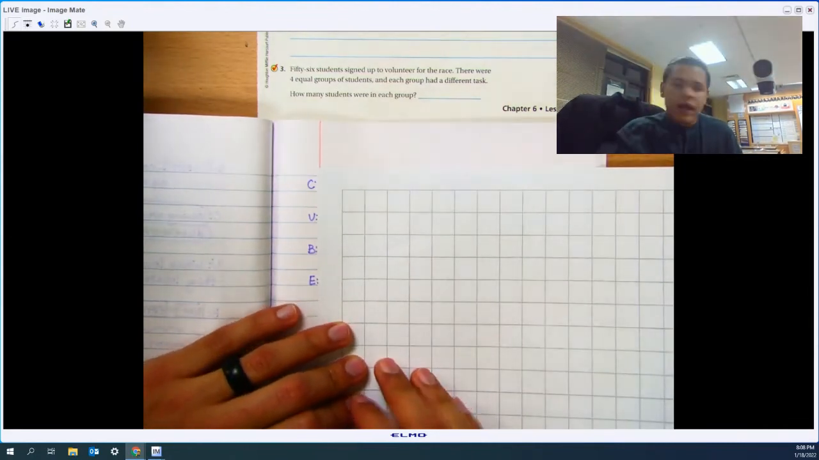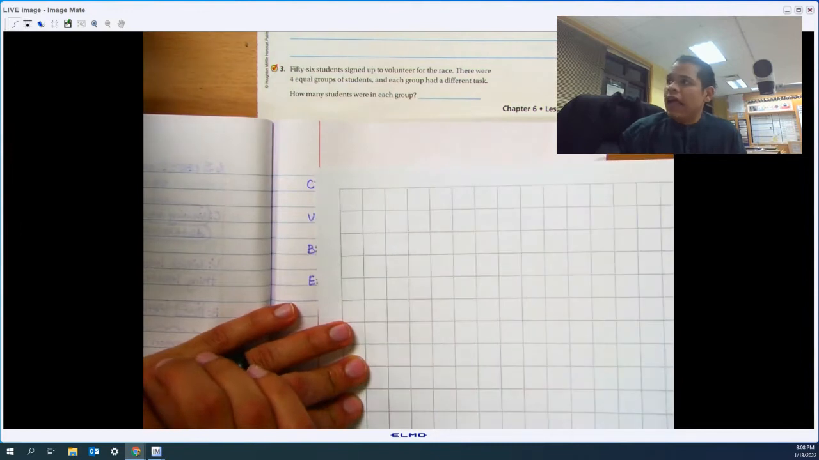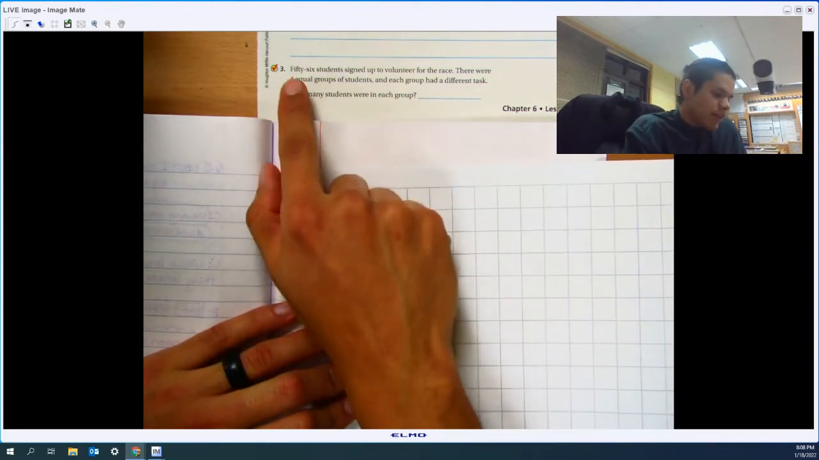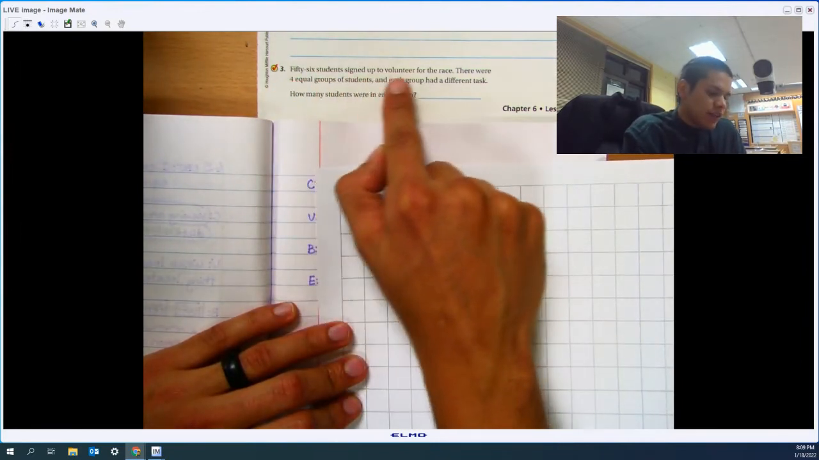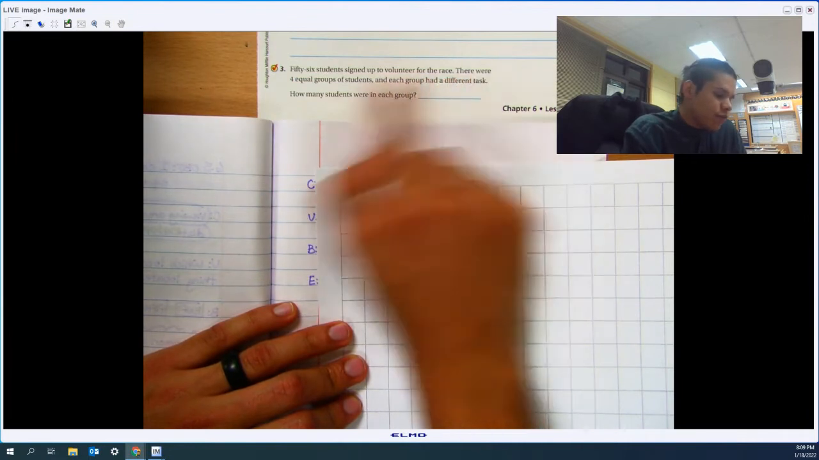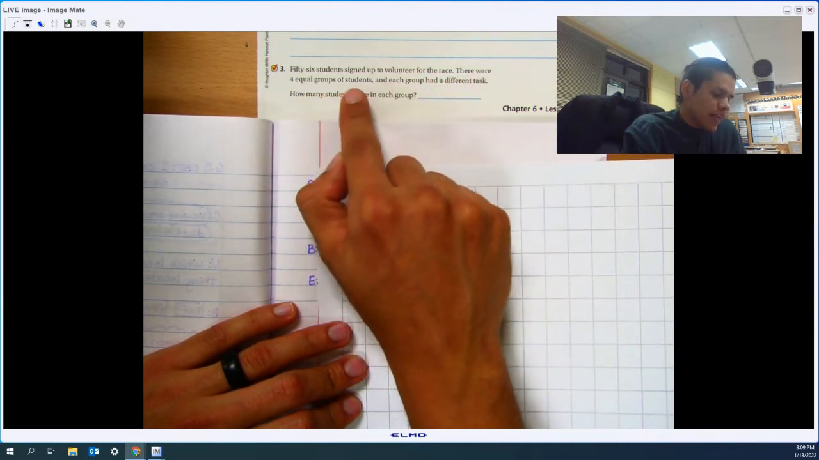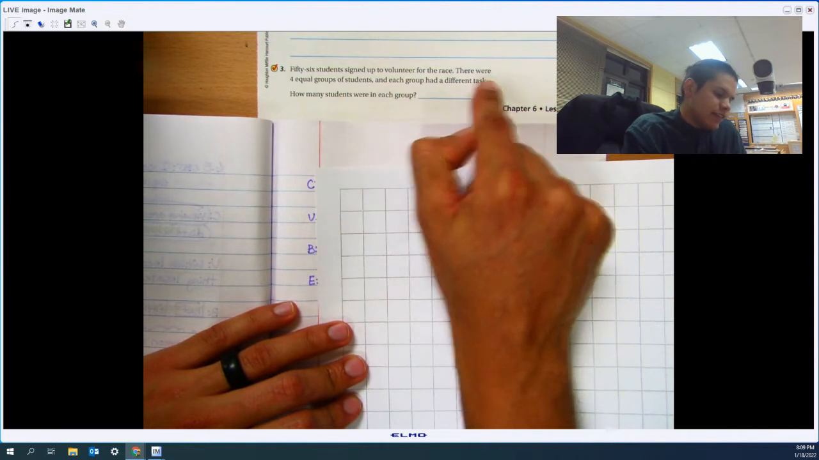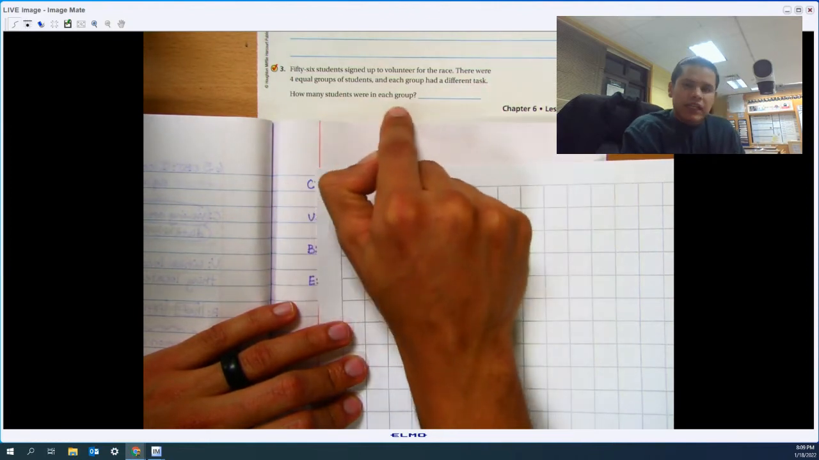We're going to be taking a look at problem number 3. Please follow along as I read problem number 3. 56 students signed up to volunteer for the race. There were 4 equal groups of students, and each group had a different task. How many students were in each group?